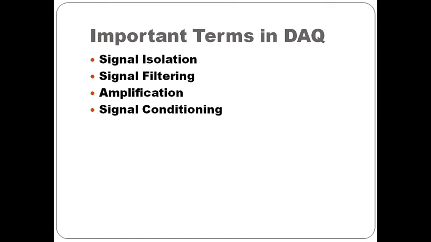I already explained this concept of signal conditioning. The data acquisition system is removing unwanted signals and limiting the sensor's spectrum. Okay.